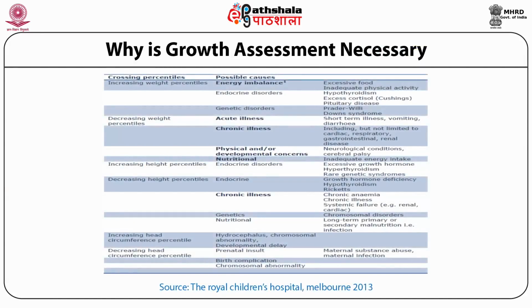Here you can see the possible causes of abnormal child growth. Now, if there is an increased weight percentile, what could be the cause? An energy imbalance could be because of excessive food or inadequate physical activity. Increasing weight percentiles could also be because of endocrine disorders or genetic disorders. Similarly, we can see the possible causes for decreasing weight percentiles, increasing height percentiles, decreasing height percentiles, and even chronic diseases. Also, we can see them using head circumference, both increasing and decreasing.